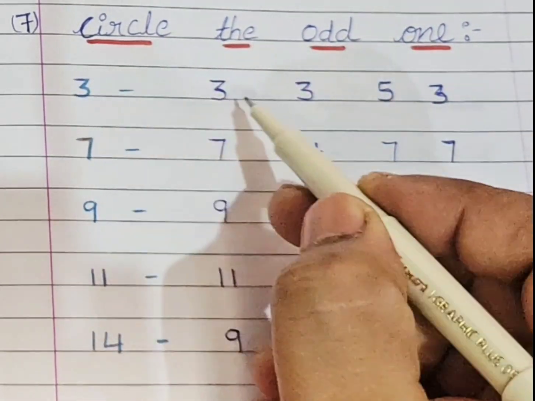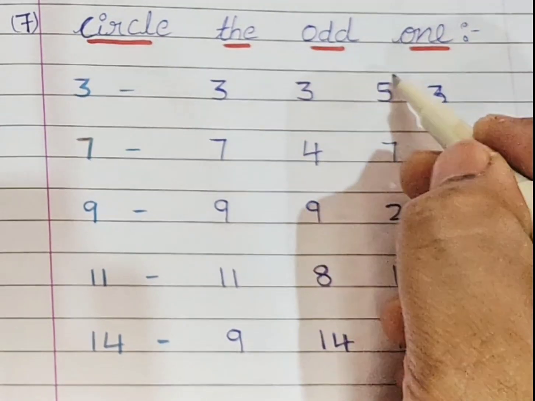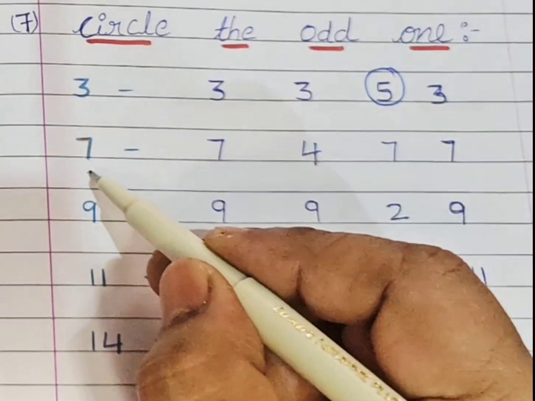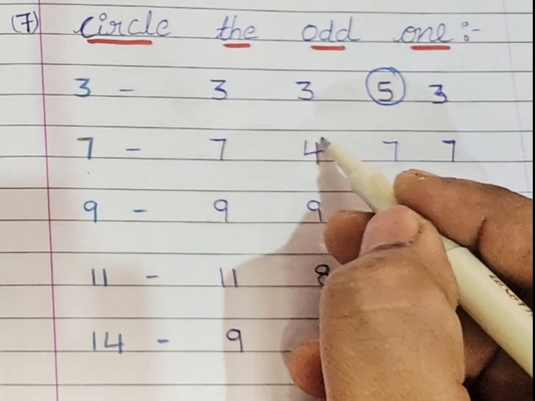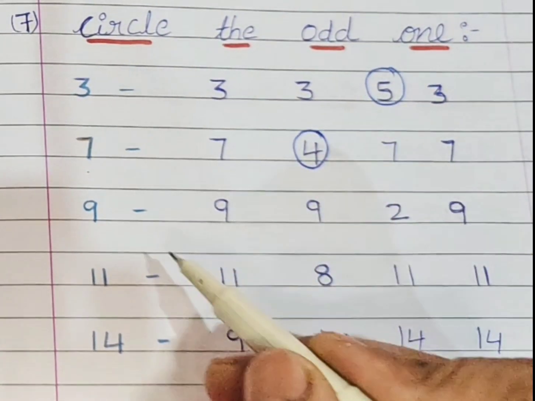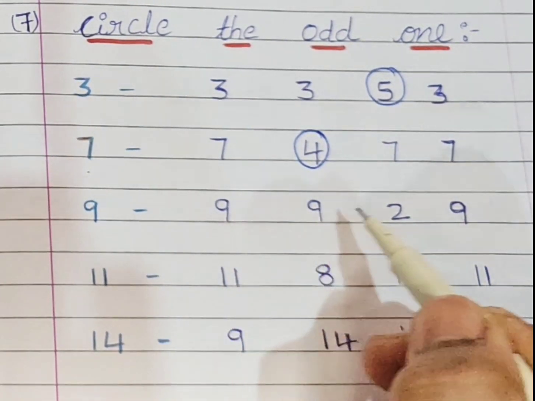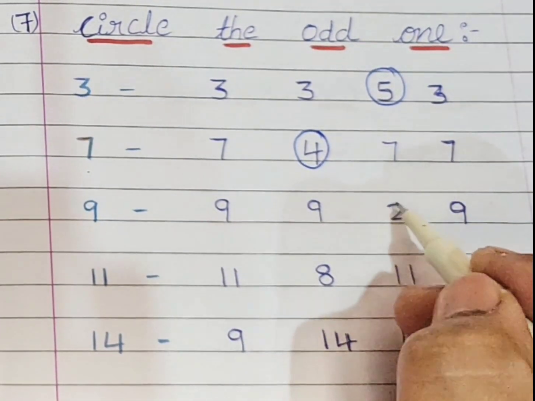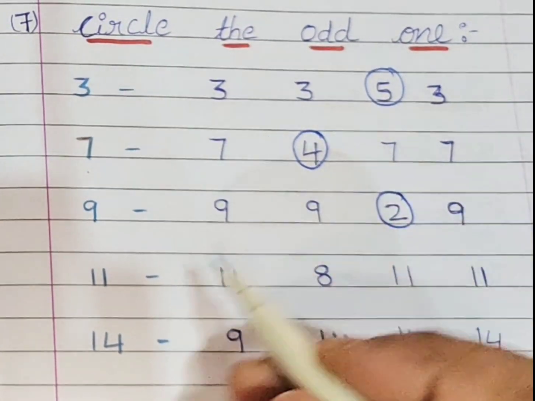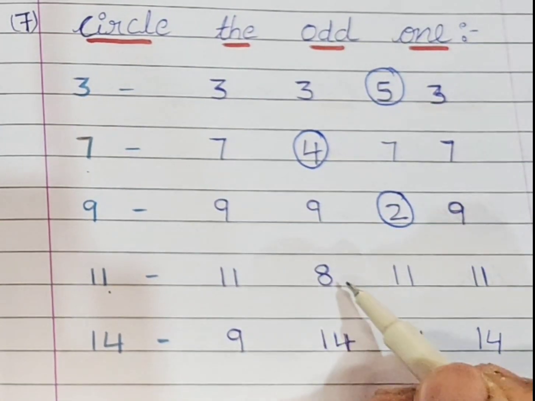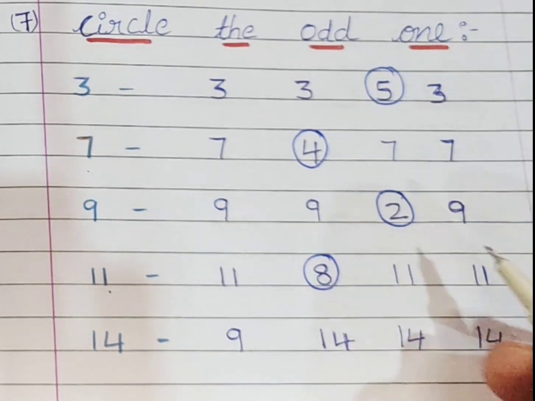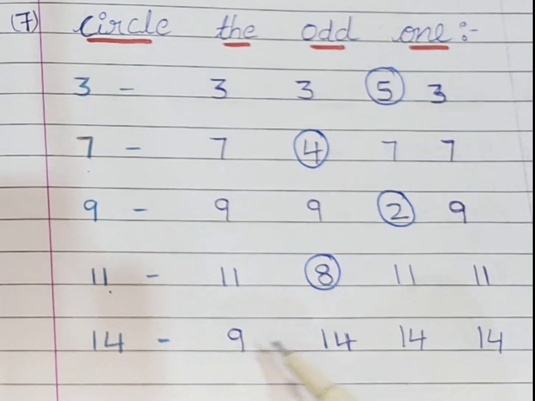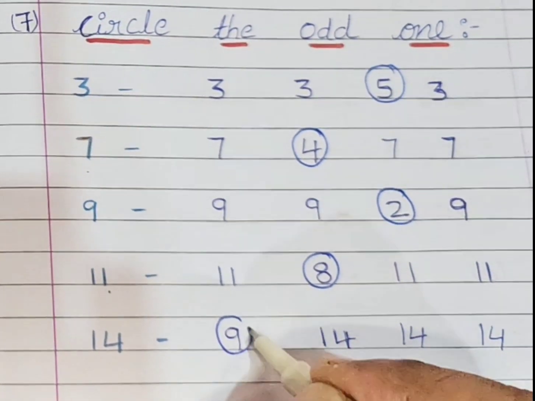So here, circle the odd one. Odd number: 3, 3, 3, 5, 3. The odd one is 5. 7, 7, 4, 7, 7. The odd one is 4. 9, 9, 9, 2, 9. The odd one is 2. 11, 11, 8, 11, 11. The odd one is 8. 14, 9, 14, 14, 14. The odd one is 9.